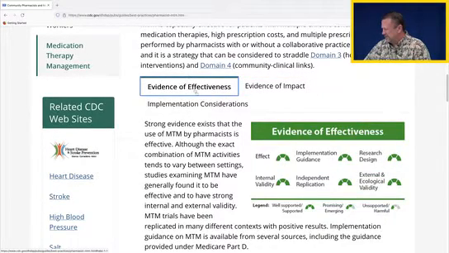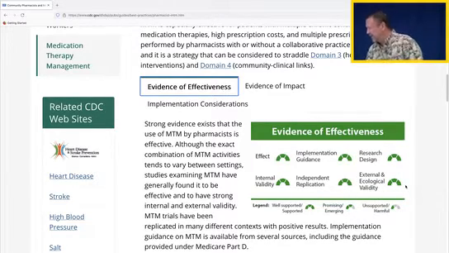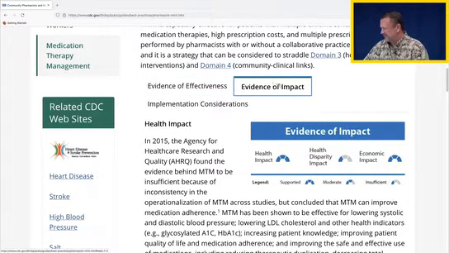So I think what they're trying to show you here is evidence of effectiveness, implementation guidance, research design, internal validity, independent replication, external ecological validity. And this means well supported, and you can see what that means. So let's see what our evidence of impact is.